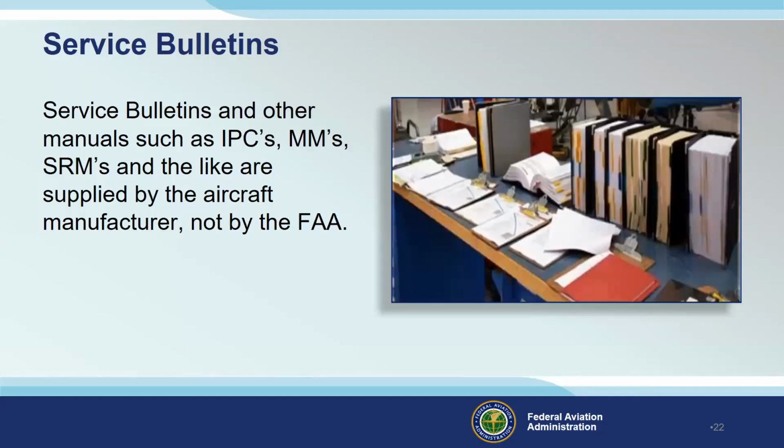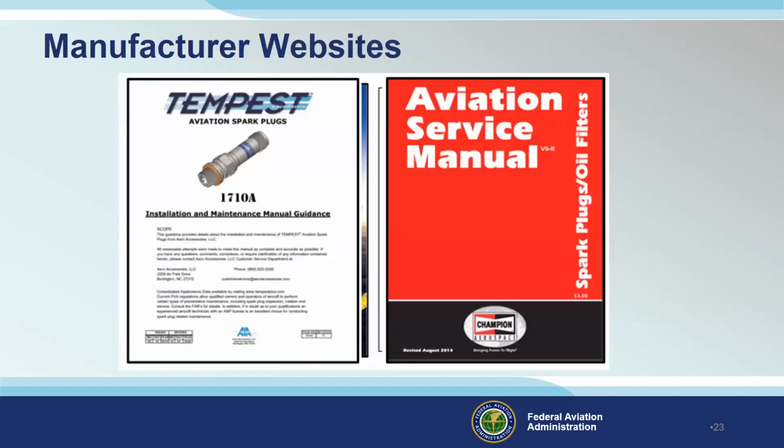Service bulletins and manuals are not on the FAA website. You have to go to the manufacturers for those. Most of the manufacturers provide the service bulletins free of charge. You might have to create an account. And don't forget the manufacturer websites. Today's internet, it's very easy for the manufacturers to distribute information.